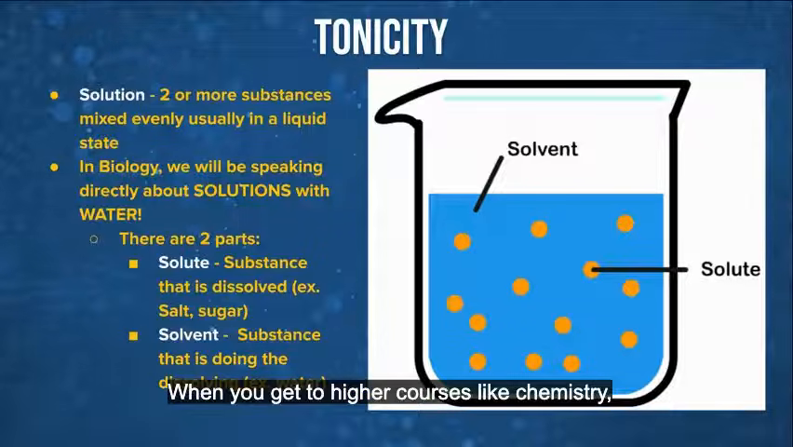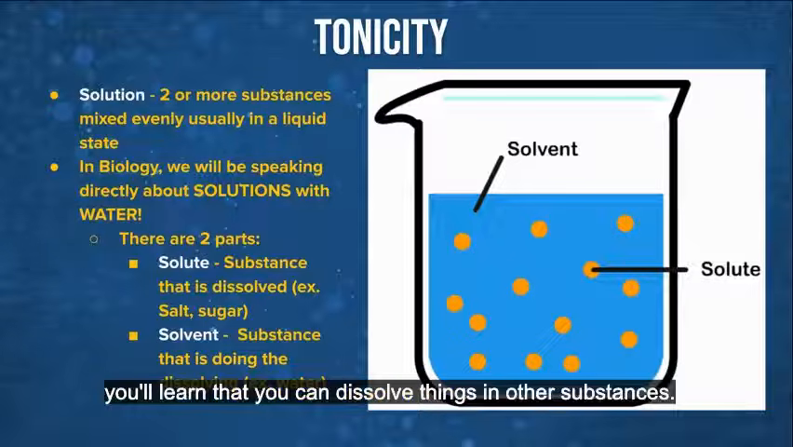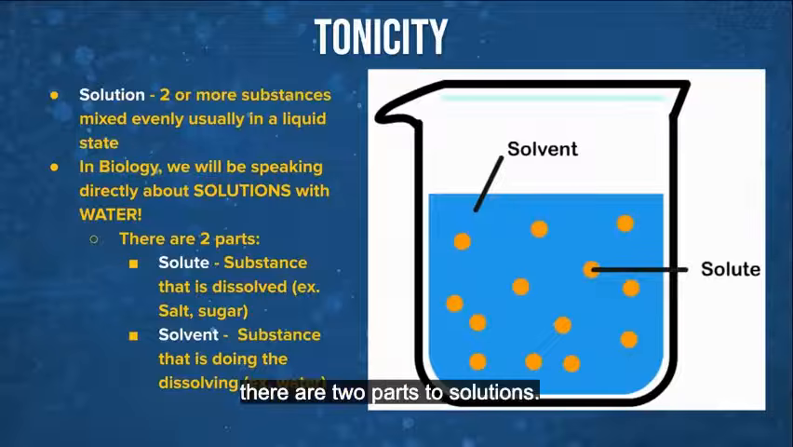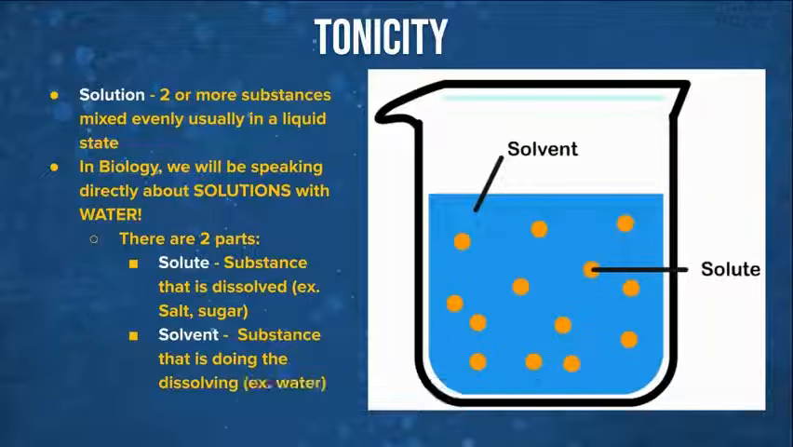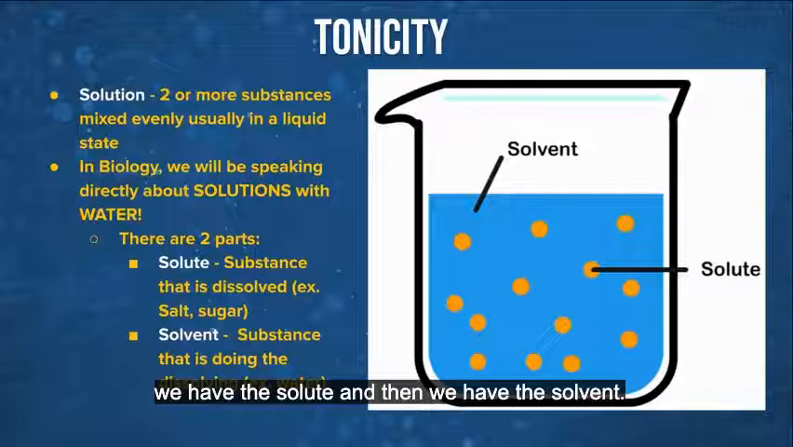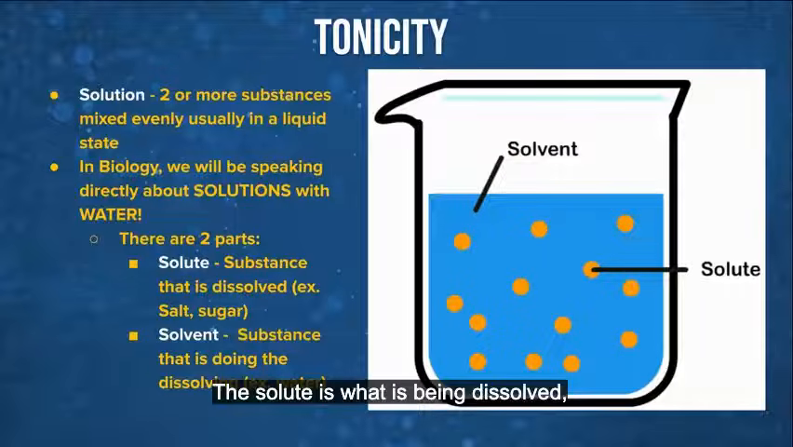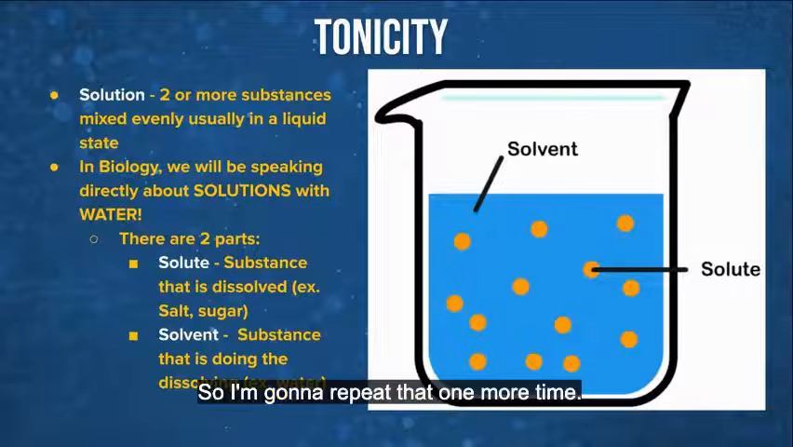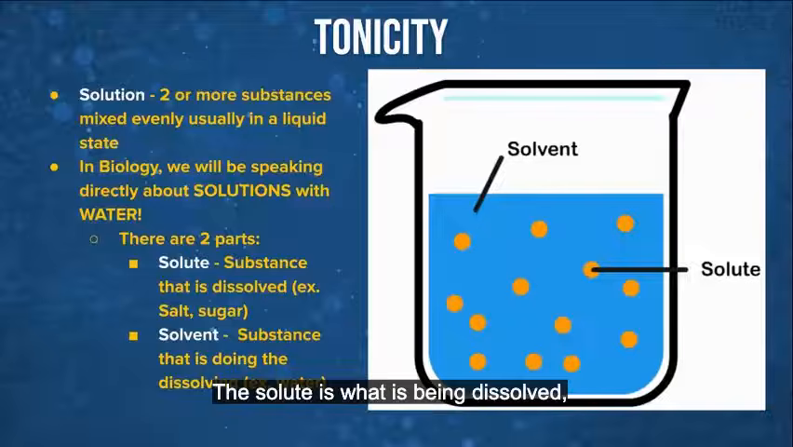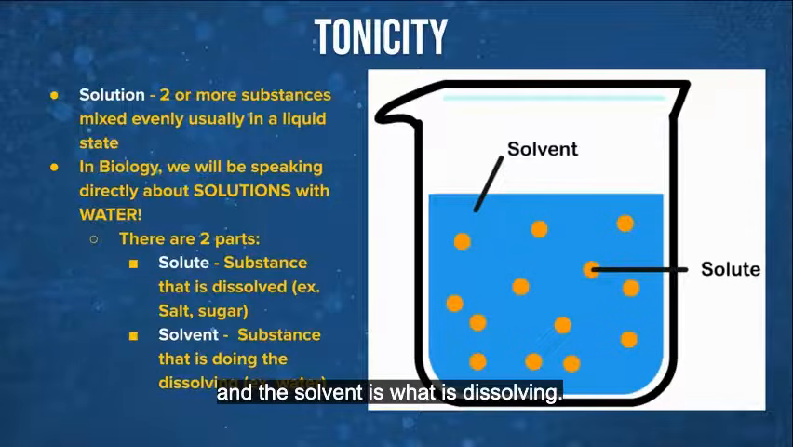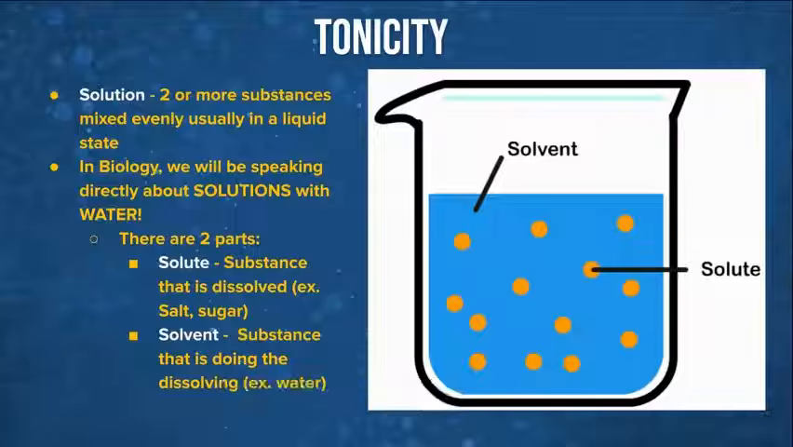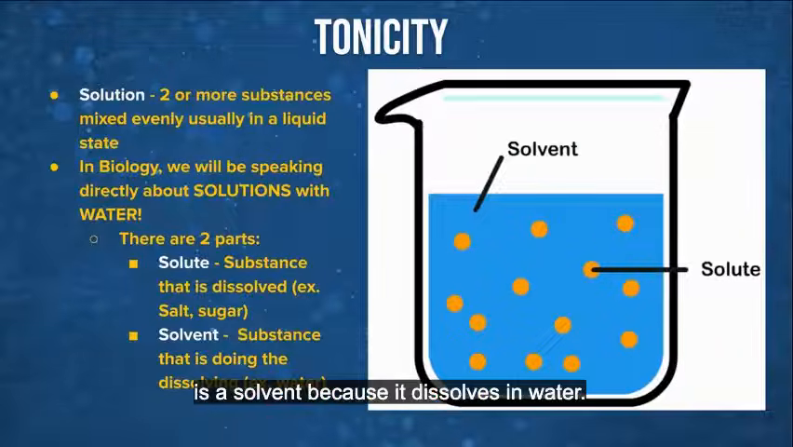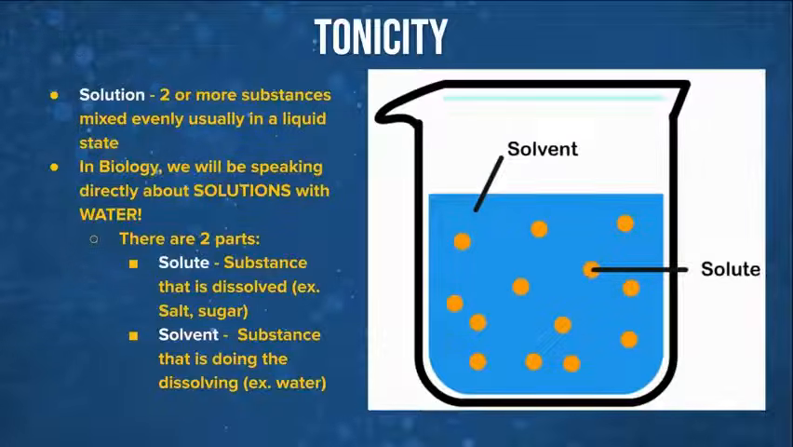When you get to higher courses like chemistry, you'll learn that you can dissolve things in other substances. There are two parts to solutions. We have the solute, and then we have the solvent. The solute is what is being dissolved, and the solvent is what is dissolving. I'm going to repeat that one more time. The solute is what is being dissolved, and the solvent is what is dissolving. So an example would be sugar is a solvent because it dissolves in water. The solute, which you see in this image, would be the water.